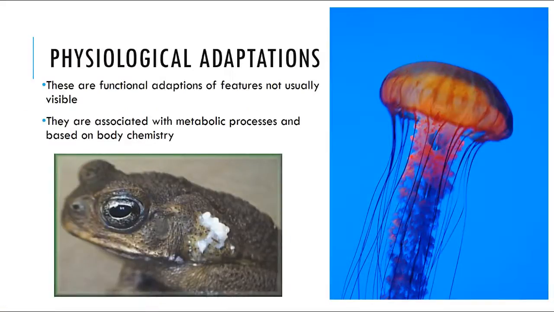So physiological adaptations are functional adaptations of features that are not usually visible. They could be associated with metabolic processes or be based on body chemistry. We've got an example here of a cane toad, which is an introduced species to Australia. The cane toad has a poison that it excretes in times of danger, and that is there to kill any predators that might want to eat the cane toad. And another example is a jellyfish that has stingers.